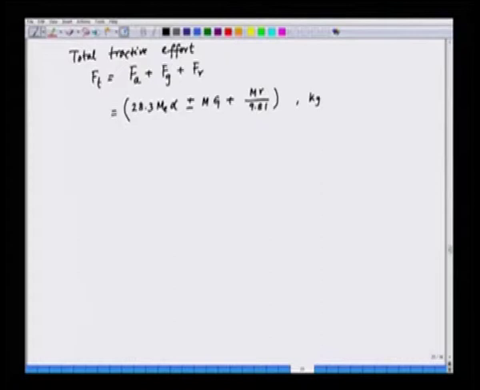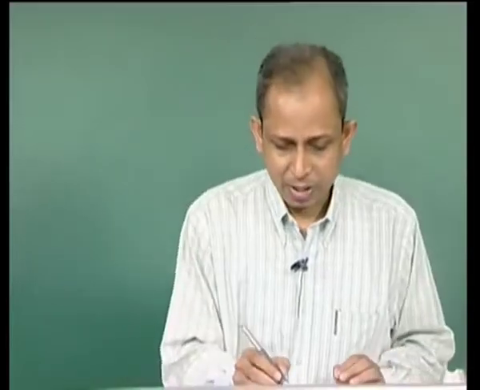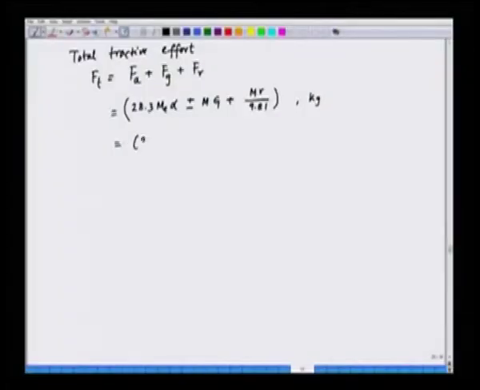And if you want to find out in Newton, we can multiply this expression by g, small g. Small g is the acceleration due to gravity. So, we can also say that that is equal to 28.3 Me alpha plus minus m G plus m r, 9.81 into g in Newton.